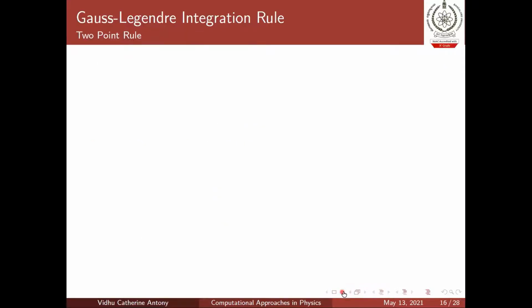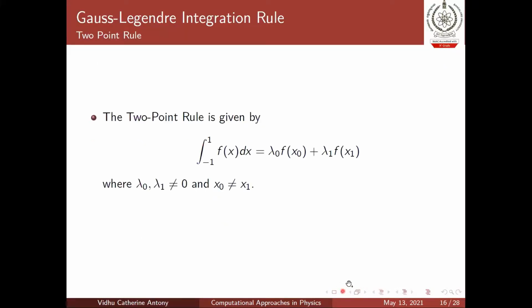Okay, now let's look at the 2-point rule. The strategy is the same. I will do the 2-point rule, and then your homework will be to do the stuff for the 3-point rule. The 2-point rule here is given by the integral from -1 to 1 of f of x dx equal to lambda naught f of x naught plus lambda 1 f of x1, where lambda naught and lambda 1 are not equal to 0 and x naught is not equal to x1.